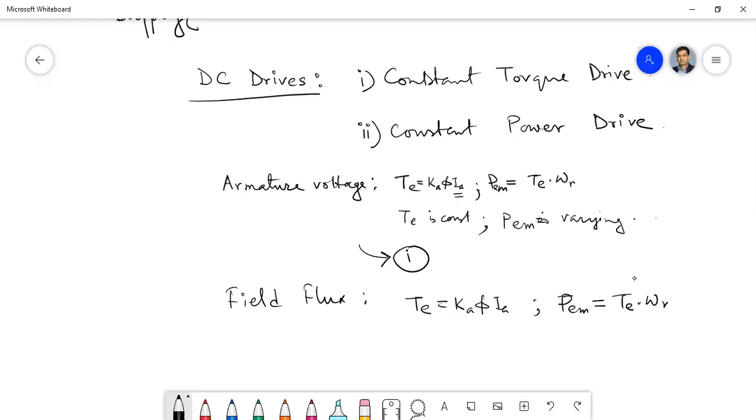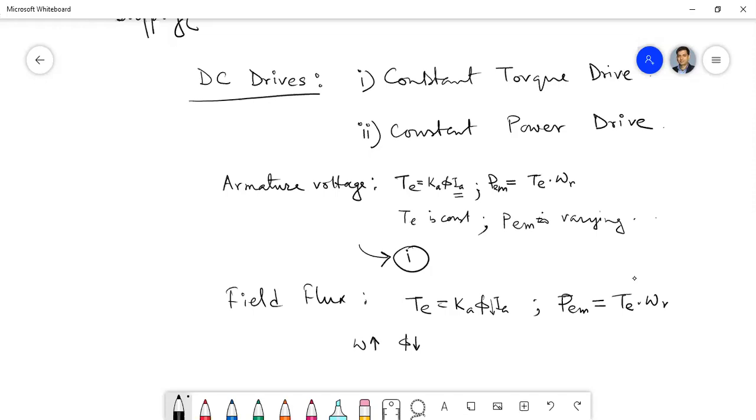Yes, say. Ia will increase. Suppose we want more speed, so what do we have to do? We have to reduce the flux. What about the armature current? It will increase. If the speed has to be increased then the flux has to be reduced, that we have seen in the last class, isn't it? Now what about the armature current?